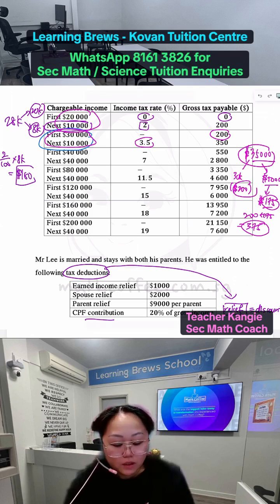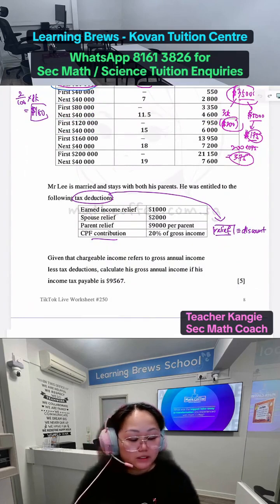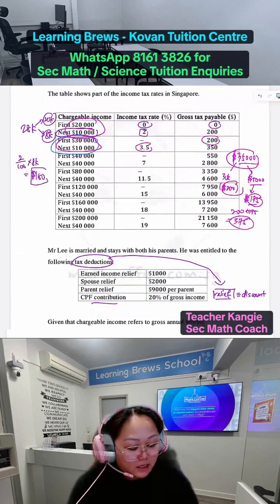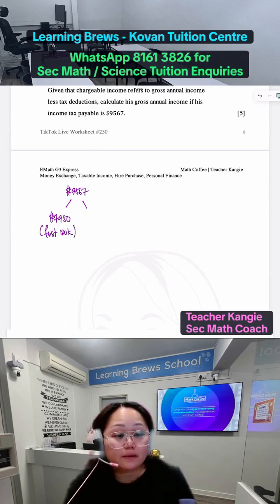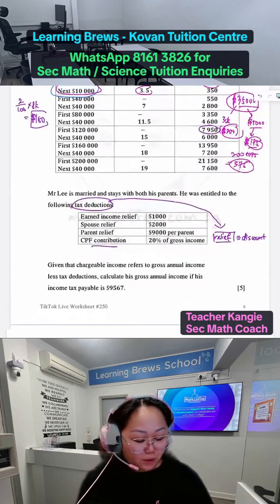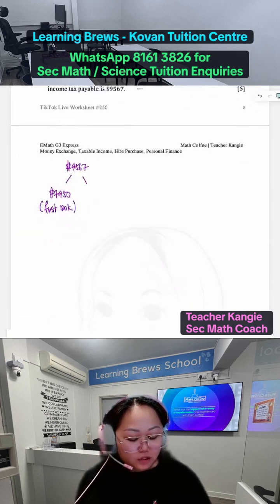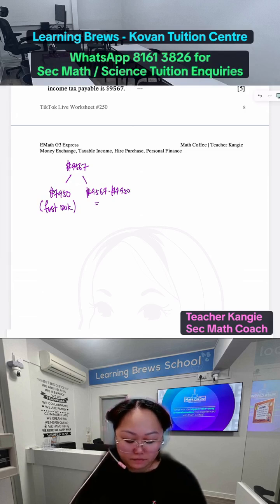Okay, so what I'm going to do is, first, this 7950 is a confirmed one because this is for the first 120,000. So I'm going to take the 9567 and split it into two parts. 7950 is the first 120K, correct? And then after that, I cannot use 6,000 because it is not the full 40,000. So what I'm going to do is take this 9567 minus this 7950.